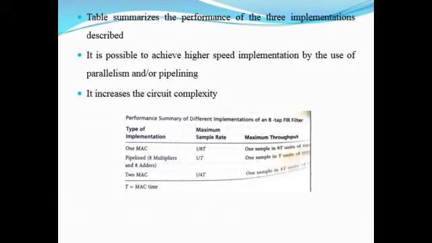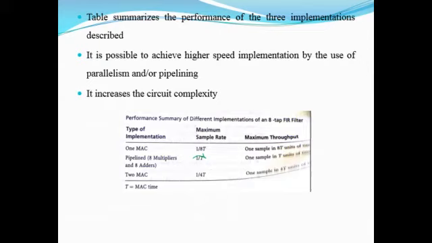So if I go with 1 MAC implementation, we can see that the maximum sample rate is 1 by 8T. One sample in 8 units of time is the throughput we get. Similarly, if I go with the pipeline that includes 8 MAC units, which is 8 multipliers and 8 adders, then the maximum sample rate is 1 by T. It means one sample in T units of time can be done. But with the 2 MAC unit, it is 1 by 4T. It means one sample in each 4 units of time.